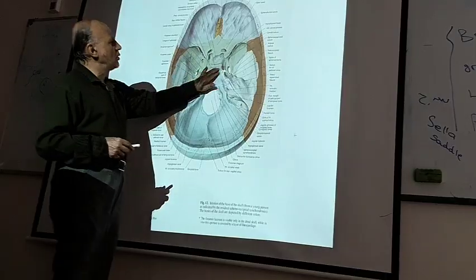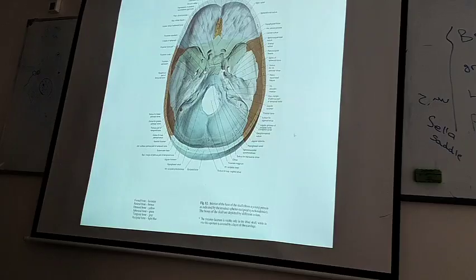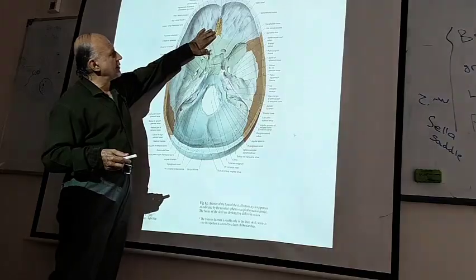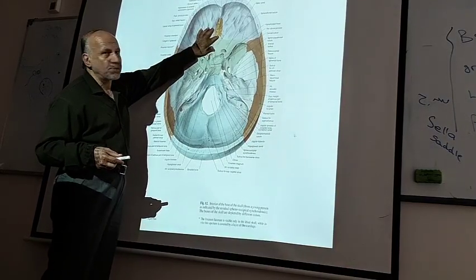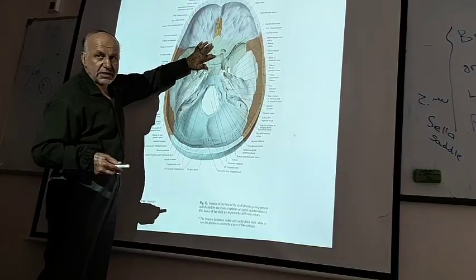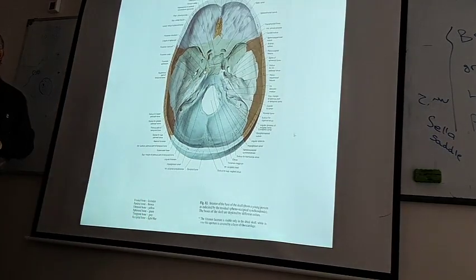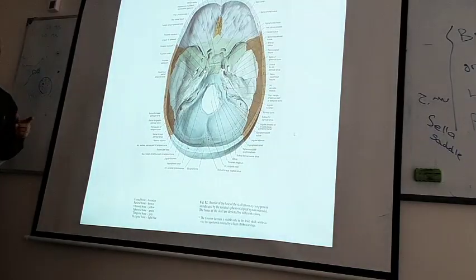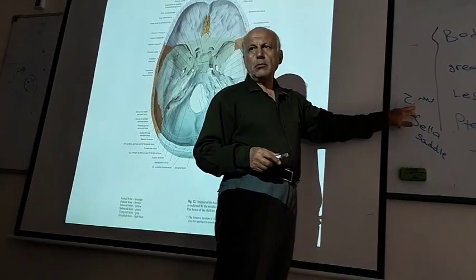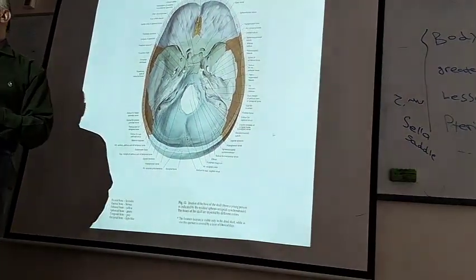And here is dorsum sellae. Thus, in the superior surface of the body of the sphenoid, I repeat, we have the ethmoidal process or ethmoidal spine, jugum, sulcus chiasmaticus, tuberculum sellae, sella turcica, dorsum sellae. Dorsum sellae is for support. Do you understand? No? We have clinoid process.